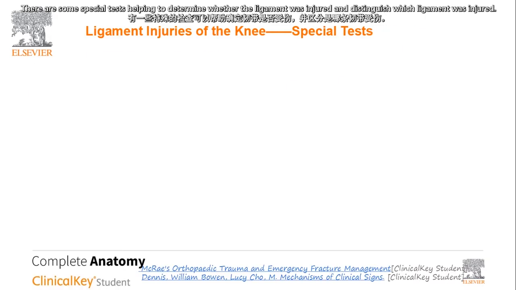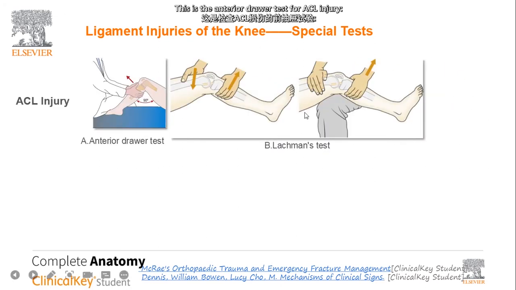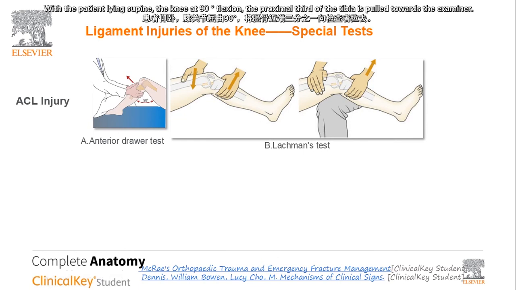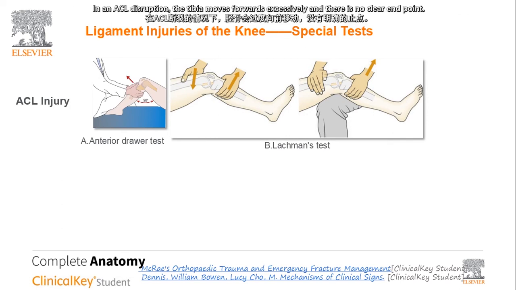There are some special tests helping to determine whether the ligament was injured and distinguish which ligament was injured. This is the anterior drawer test for ACL injury, with the patient lying supine, the knee at 90 degrees flexion. The proximal third of the tibia is pulled toward the examiner. In an ACL disruption, the tibia moves forward excessively and there is no clear endpoint.